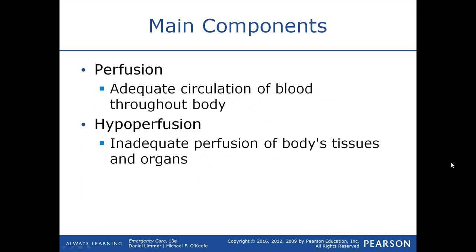Now, perfusion, by definition, is simply adequate circulation throughout the body. To me, perfusion means that blood full of oxygen and nutrients flows to an organ or to tissue, through that tissue, and comes out oxygen depleted and nutrient poor. Hypoperfusion, then, would be inadequate tissue perfusion or inadequate blood supply to your organs. And another term for hypoperfusion is shock.